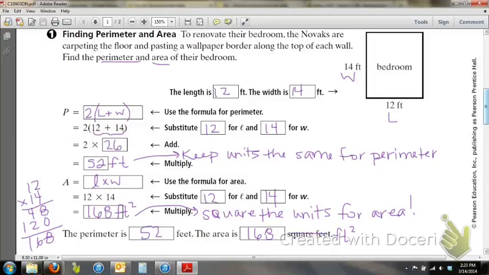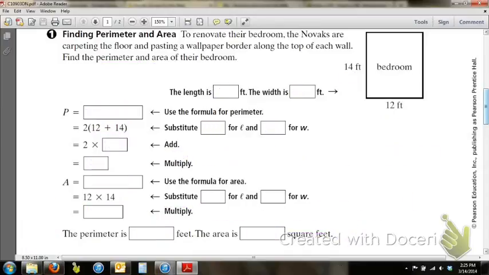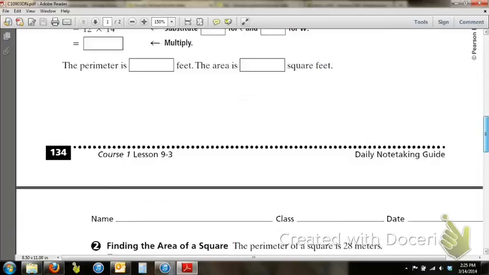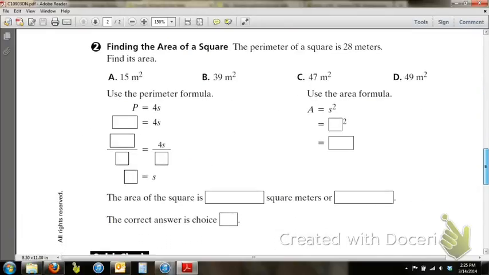Okay, so that's perimeter and area of a rectangle. Let's go on to the next one, which is a square. All right, now they try to be a little tricky sometimes. Sometimes they'll give you the perimeter or the area, and you have to find the other one. So here they say the perimeter is 28. So we're going to use the perimeter formula. Perimeter is 4 times the side. Since I know the perimeter is 28, I'm going to replace the P with 28.